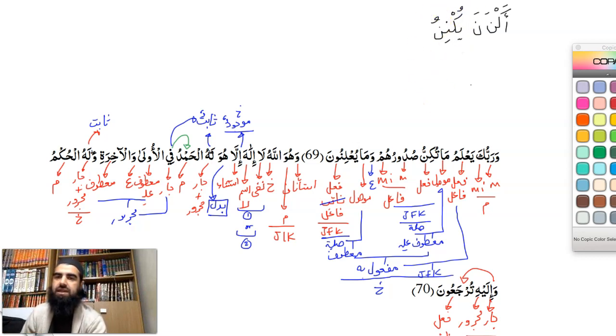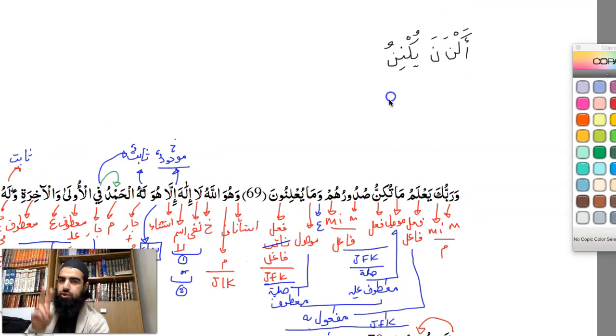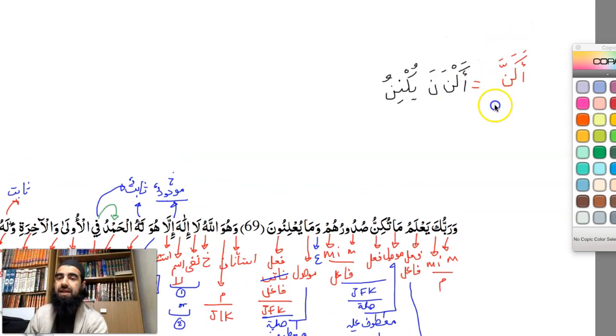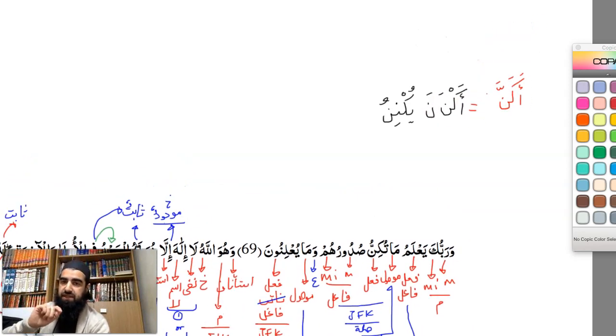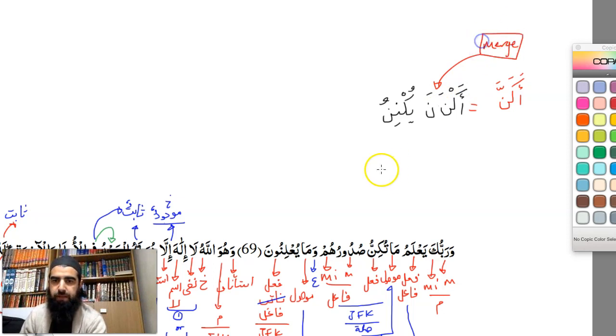Now the rule is 2 things. If you have two of the same letters in the verb next to each other, you must merge them. So merge them: aknana, and that's going to become yukinnu. And number two is you shift the vowel on the first onto the previous sukun. So look, the first noon, shift the vowel, move the vowel, merge it, and shift the vowel onto the kaf.